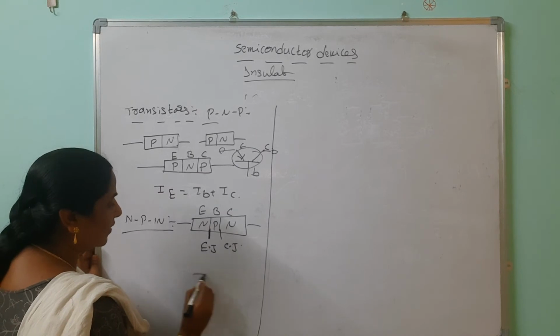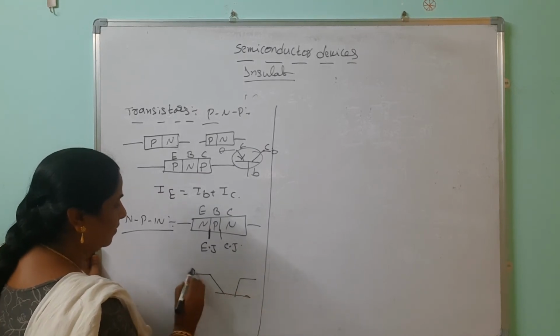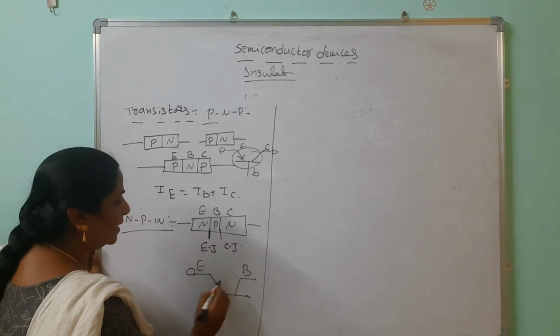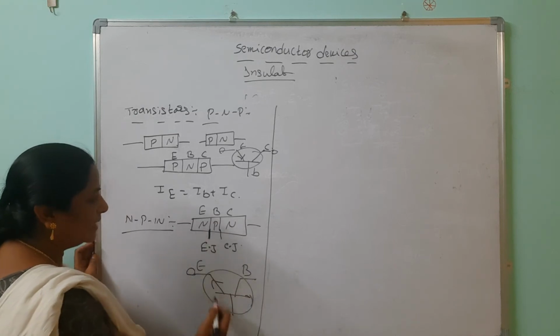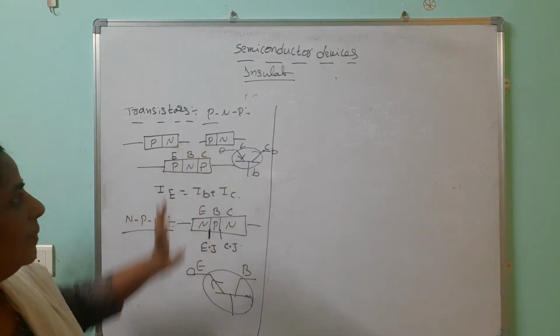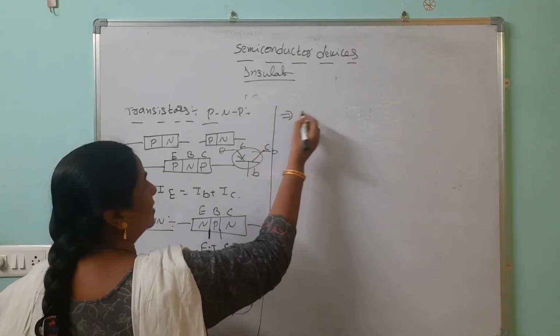Like that in the case of NPN transistor, we can show like this. This is the emitter, base, and this arrowhead is towards the emitter. So this is the NPN transistor and this is the PNP transistor. Then how do these three configurations look here.